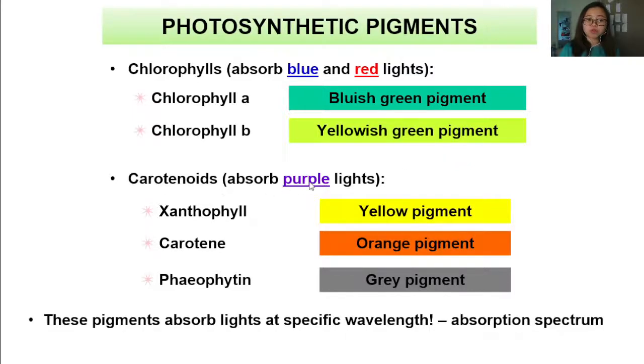The carotenoids will absorb purple light, but at slightly different wavelengths. Xanthophyll will appear as a yellow pigment, carotene will appear as an orange pigment, pheophytin will appear as a gray pigment. All these pigments will absorb light at their specific wavelength.